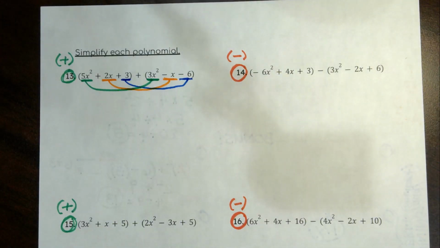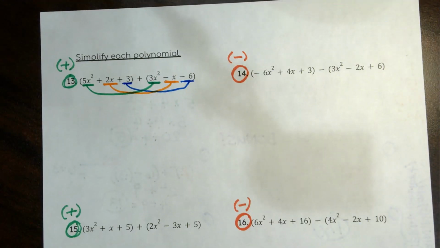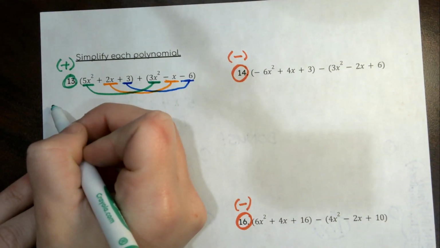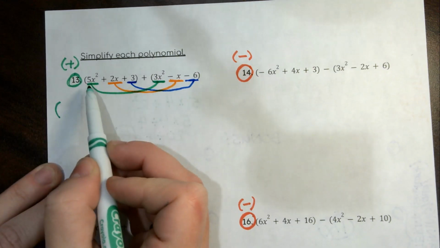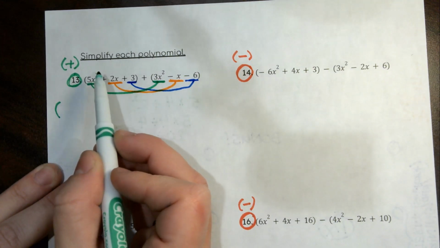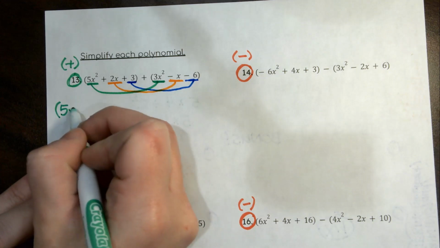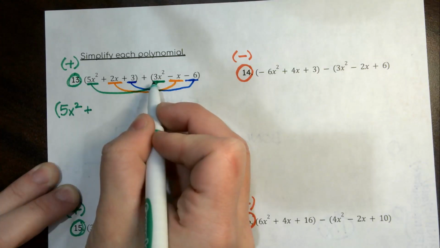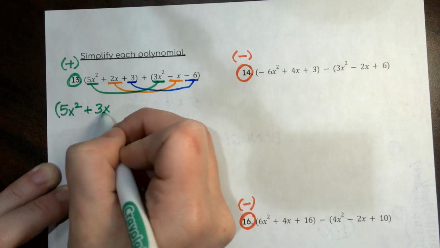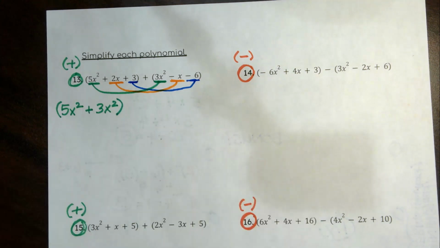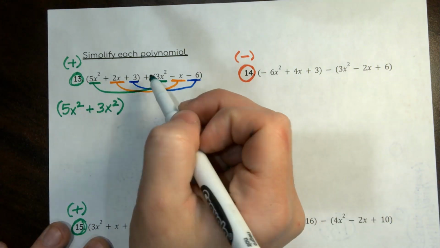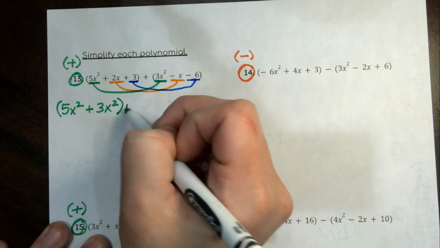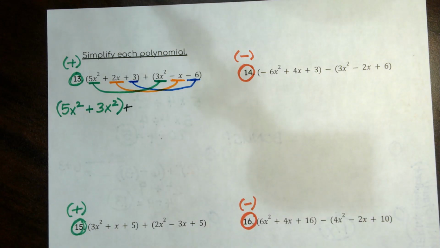All right, now that we know which ones are going to go together, we're going to go ahead and put them in their parentheses. So I'm just going to copy down exactly what I see. 5x squared plus 3x squared. And that's it for the greens. Okay, now in between each set, because we are adding, we're going to keep a little plus sign there in between our like term groups, our parentheses.